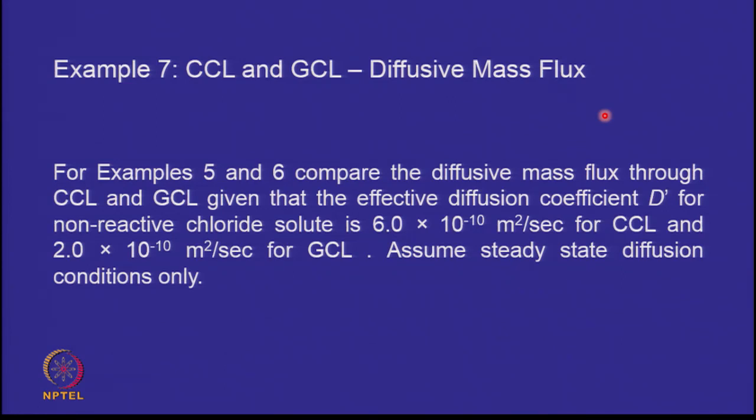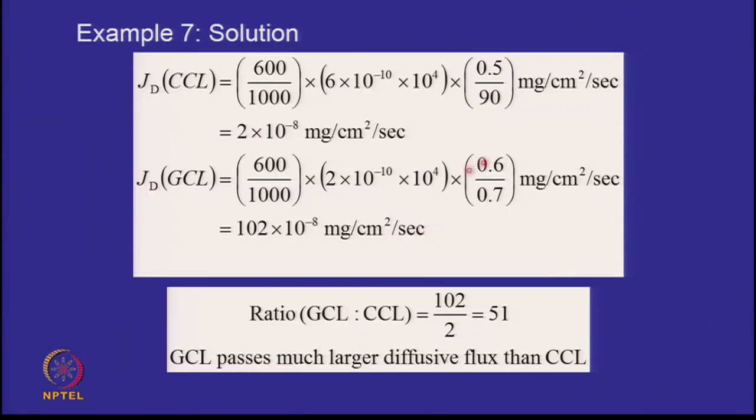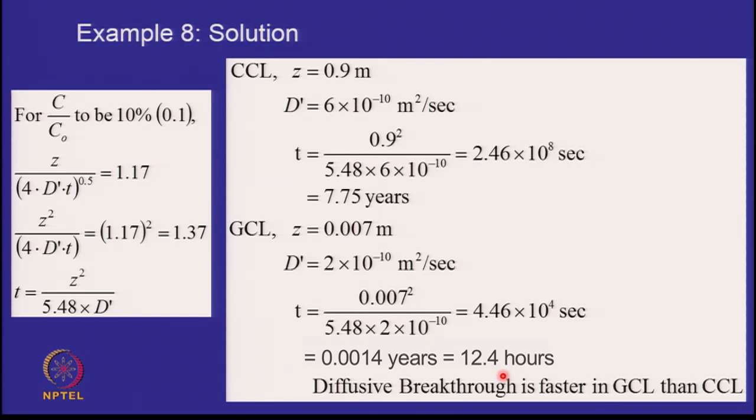Then when we asked about the diffusive mass flux, suddenly there the advective mass flux was 3 times for the compacted clay liner. Here GCL has 51 times the diffusive mass flux. And lastly, the breakthrough times. Again, in years for compacted clay liners, but in hours for GCLs. So with this, we end our discussion today on the solved examples.